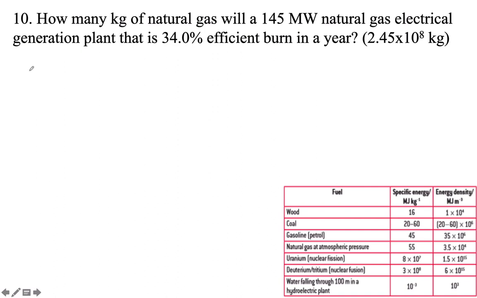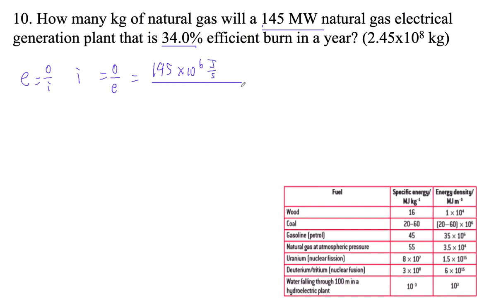Okay, so the first thing I want to do is figure out the rate at which energy is going into it, right? We know that it's coming out at 145 times 10 to the 6th watts, or joules per second. But the input is going to be bigger than that, because it's only 34% efficient. So efficiency is output over input. Therefore, input is output over efficiency. So that's going to be 145 times 10 to the 6th joules per second, divided by 0.34.